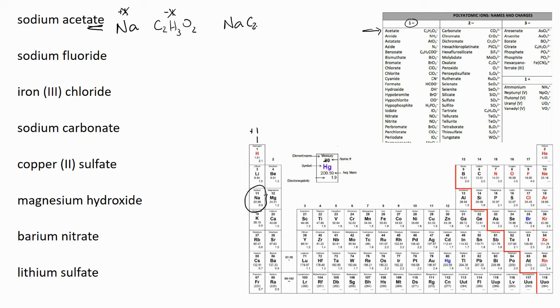So NaC2H3O2. And that's it. That's the formula for sodium acetate.